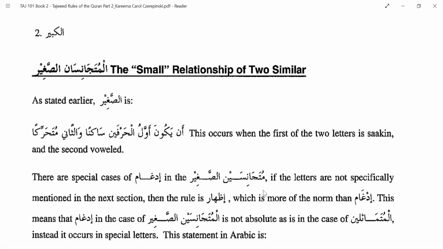Now mutajanisan is where the makhraj of the alphabets is the same, but the sifa is different. So same makhraj letters are coming together, one with sukoon and another with haraka.